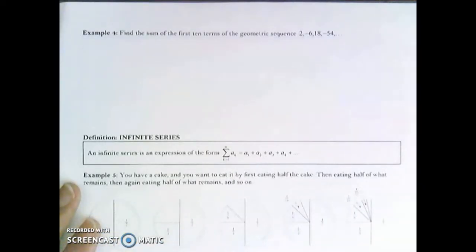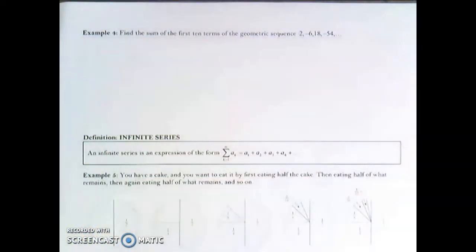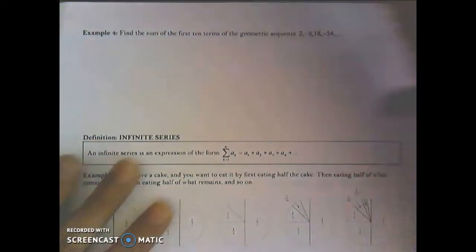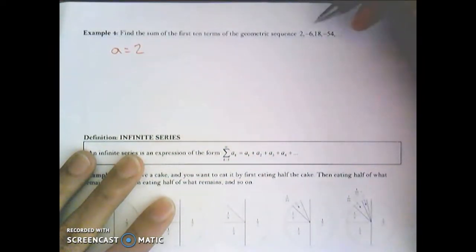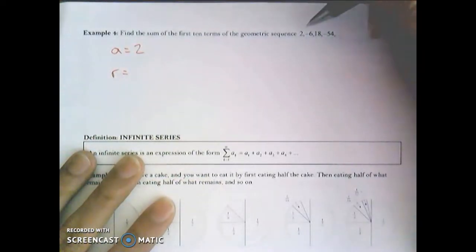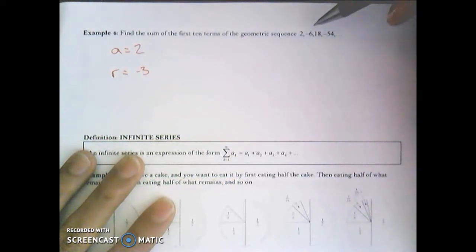So let's find the partial sum of the first 10 terms in this geometric sequence. So here we have 2, negative 6, 18, negative 54. We know that a, our first term, is 2. What happens between each term? What are we multiplying by? So what's our common ratio? To get from 2 to negative 6, we multiply by negative 3. To get from negative 6 to positive 18, we multiply by negative 3. And to get from 18 to negative 54, we multiply by negative 3. So our common ratio is negative 3.